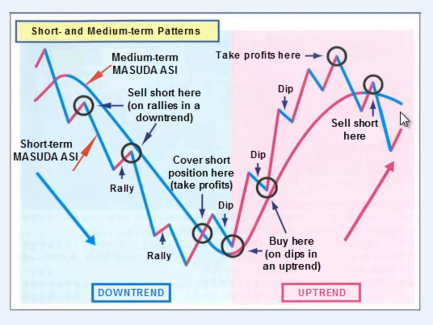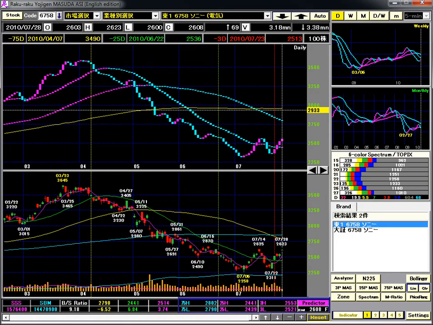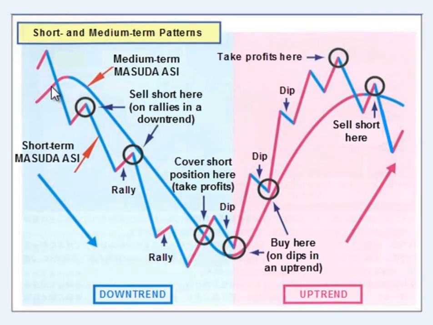uptrend. Now, for the purposes of this explanation, we're only going to look at the short-term Masuda Ashi real body line, which is this kind of zigzagging line here. This is the more volatile of all of the three Masuda Ashi lines. And in addition, we're going to look at the medium-term Masuda Ashi real body line, which is this smoother line here. Although I've mentioned in the past that we always read all three lines of the Masuda Ashi chart simultaneously, as in this case here, for the purposes of this explanation, we're just going to focus on the short-term and the medium-term Masuda Ashi real body lines.